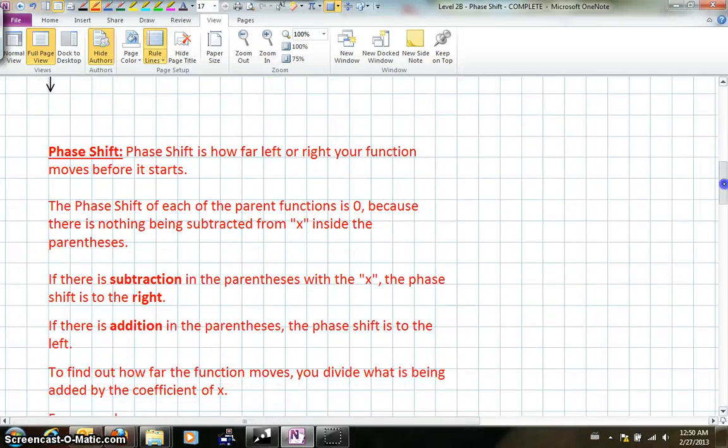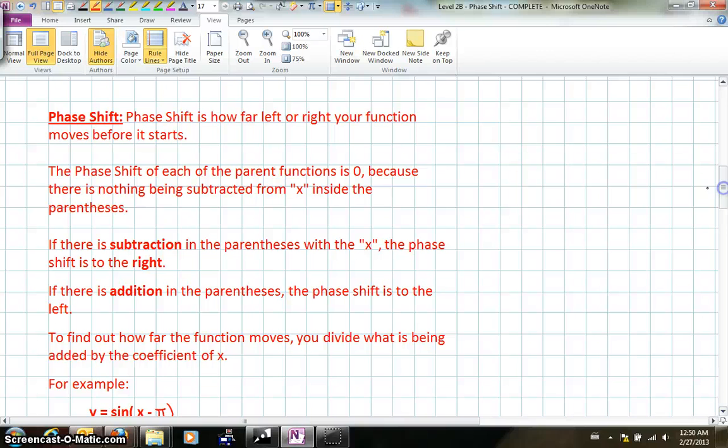And what's going to happen here is if there is something inside the parentheses with the x, so that's what it says. All of these so far have had a phase shift or a horizontal shift of 0 because there has been nothing inside the parentheses with x. So if there is subtraction, let's say we're subtracting some number from x in the parentheses, we are going to have a phase shift to the right.